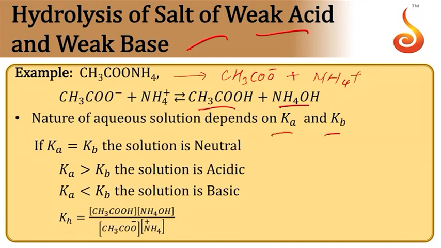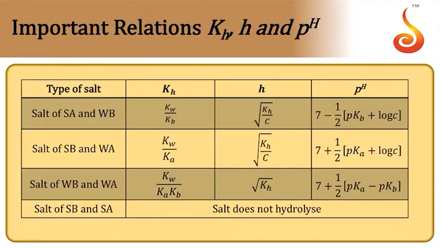But the nature depends upon the Ka and Kb values. Suppose Ka is more, then it is going to be acidic in nature. If Kb is more, it is going to be basic in nature. Suppose both of them are equal, that is said to be a neutral salt. And Kh is given by the product of acetate ion concentration and NH4OH concentration divided by the ammonium ion and CH3COO minus ion concentrations. It is called the hydrolysis constant.